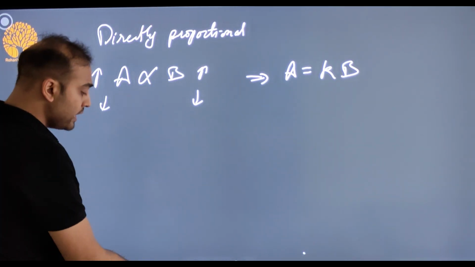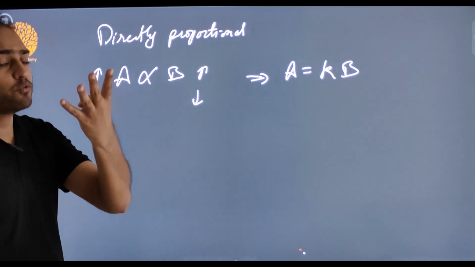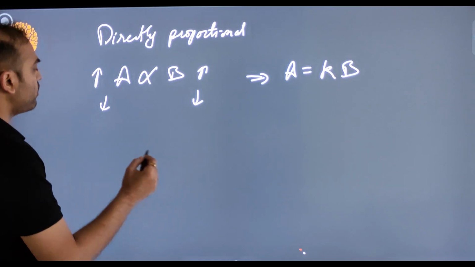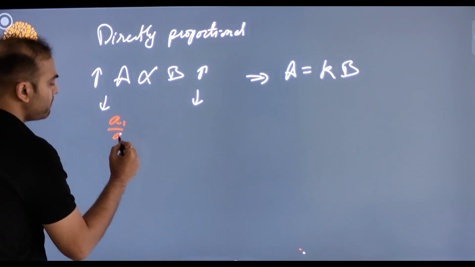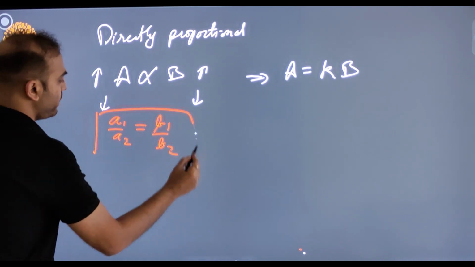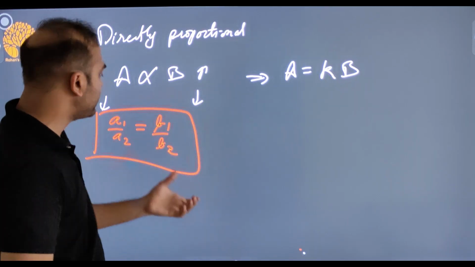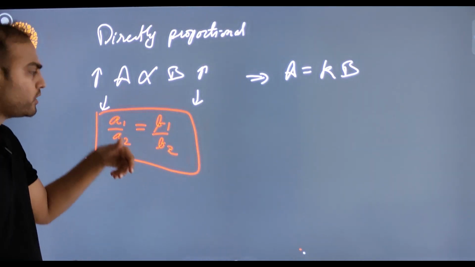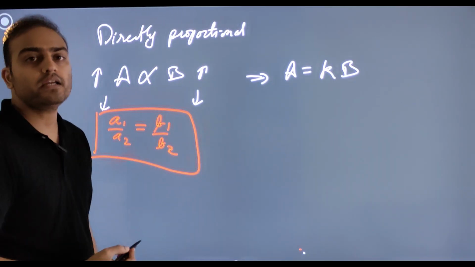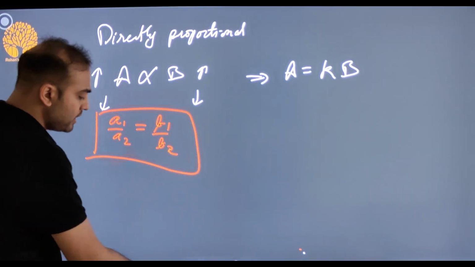Or else, because we are doing proportion, and proportion has 4 terms, since it is directly proportional, you can also write A1 by A2 is equal to B1 by B2. This is a much faster method because you don't need K. Directly write A1 by A2 is B1 by B2, just put values and solve your question. Does that make sense?